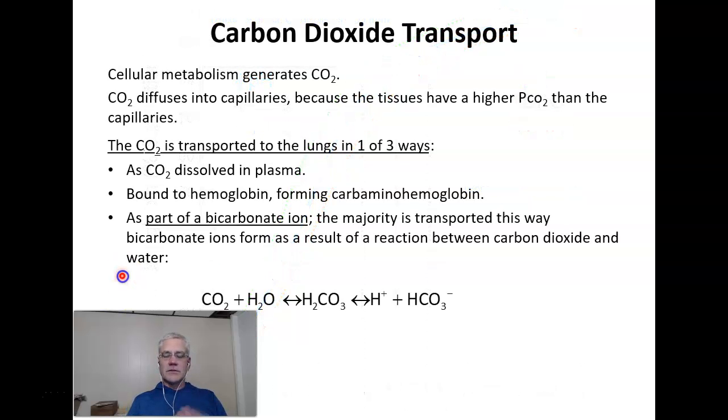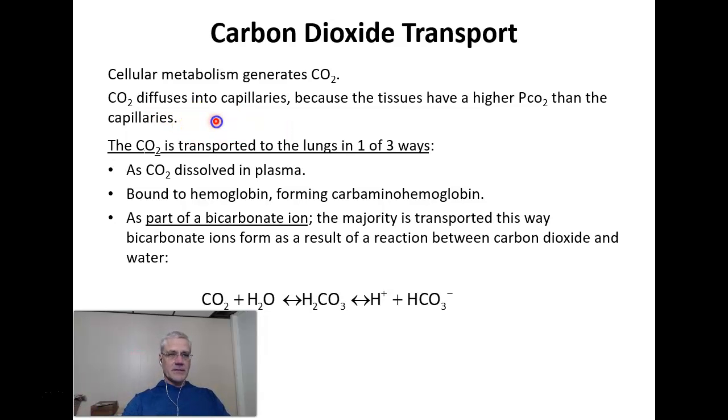Okay, we talked about oxygen. In some ways, oxygen is a little simpler because hemoglobin does the grunt work there. Carbon dioxide is more complicated because the chemistry of carbon dioxide allows it to be more complicated. It's also more versatile. I think that's a better way to think of it, rather than complicated. Okay, cellular metabolism generates carbon dioxide. You already know that. We've been through this before.